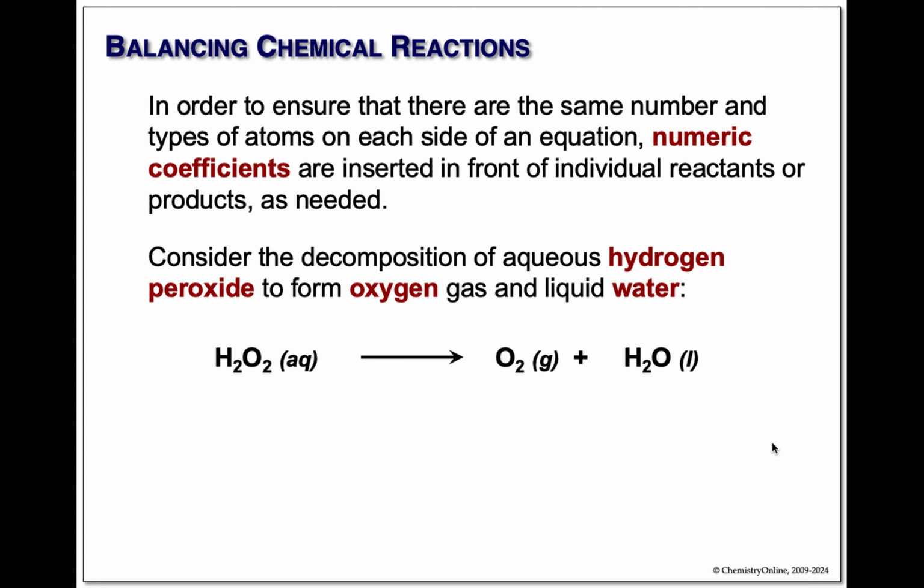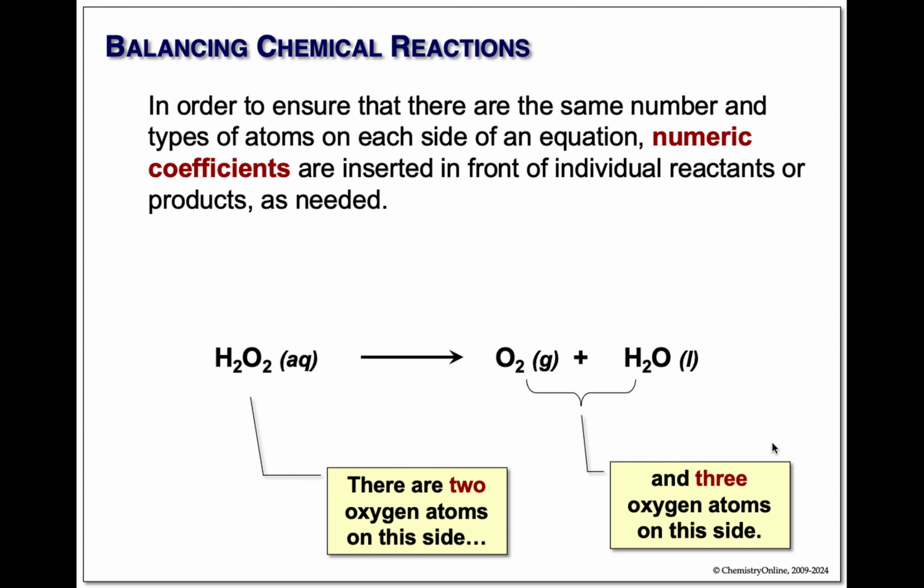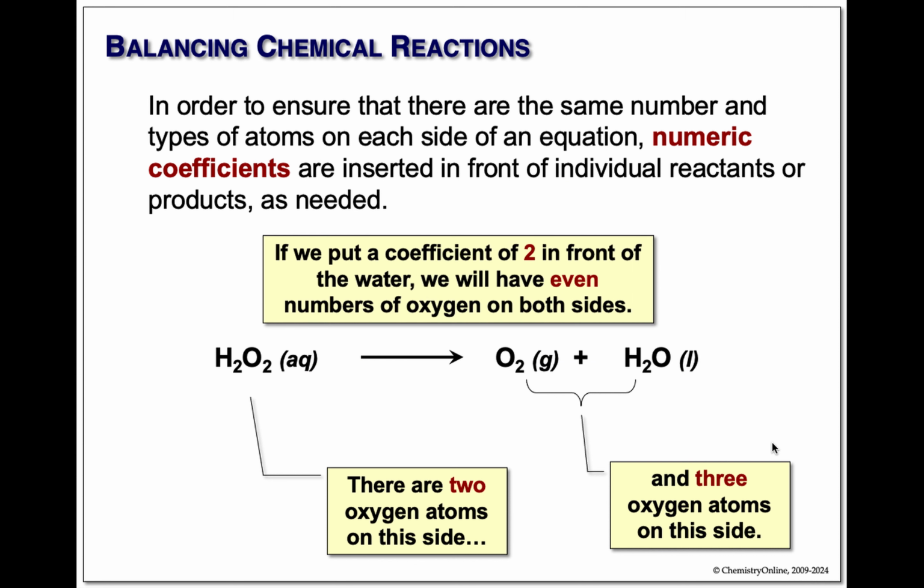So, the way I try to approach balancing is first to try to make things either all odd on both sides or all even. We have 2 and we have 3 in terms of our oxygens. We could make it even on both sides if we simply put a 2 in front of the water. We have 2 oxygens here, 3 on this side. If we put our 2 in right here, we now have 1, 2, 3, 4 oxygens. It's even.